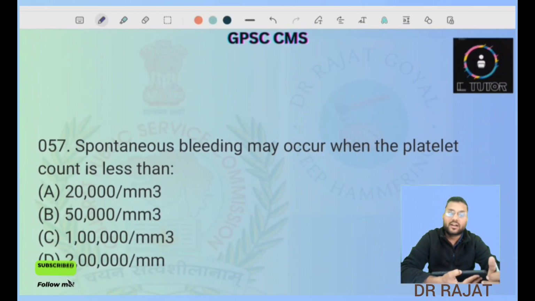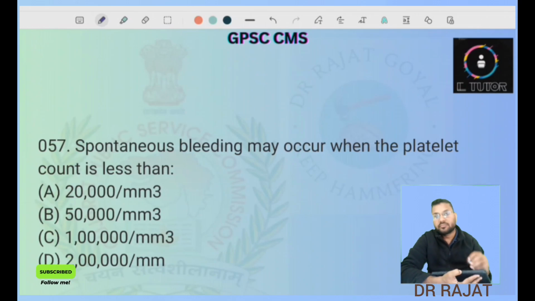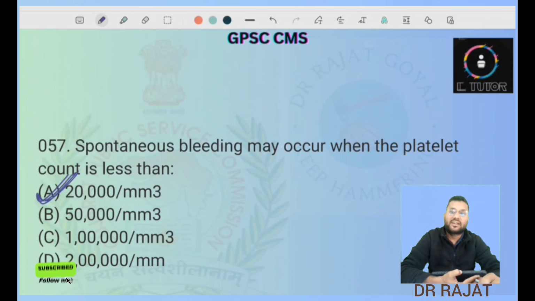Spontaneous bleeding may occur when the platelet count is less than? This is again a direct question. The answer will be option A, 20,000 per mm cube. Whenever the platelets decrease to less than 20,000 per mm cube, we need platelet infusion in the body.